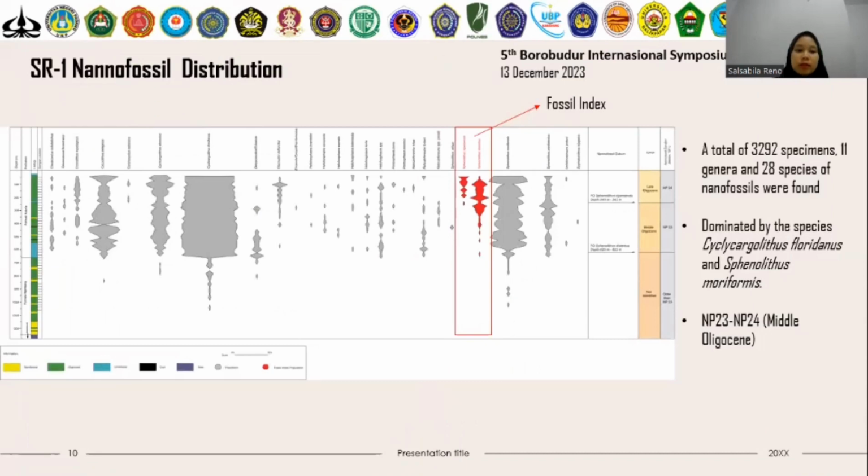For the SR1 nanofossil distribution, a total of 3,292 specimens, 11 genera, and 28 species of nanofossils were found. It is dominated by the species Cyclicargolithus floridanus and Sphenolithus moriformis. It has an age from older than NP23 to NP24, which is Middle Oligocene. The fossil index found in this well are Sphenolithus distentus and Sphenolithus ciperoensis.